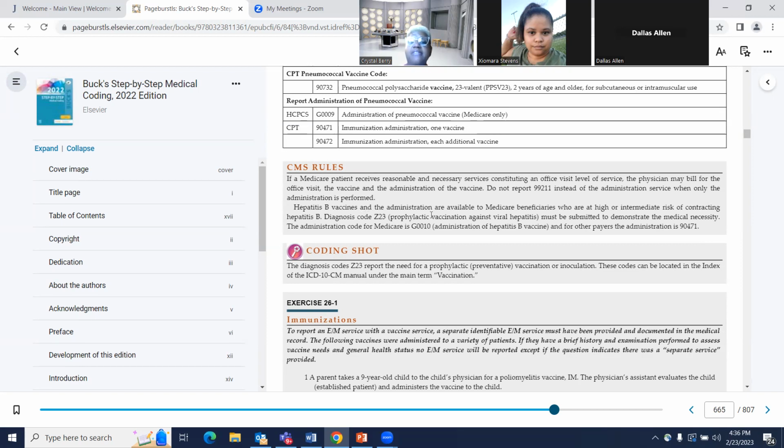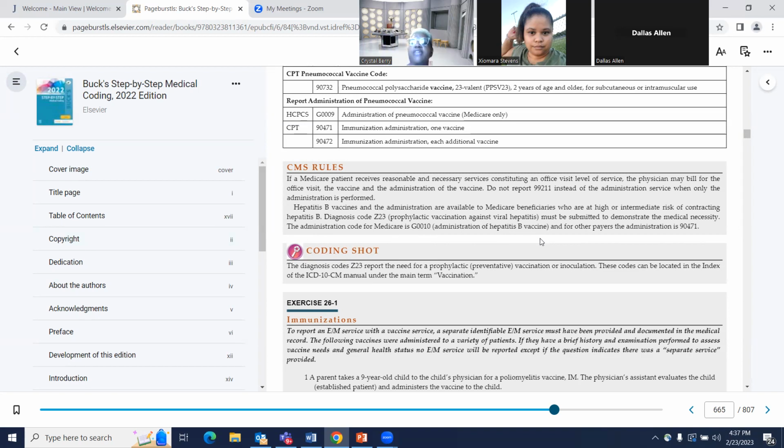Hepatitis B vaccines and the administrations are available to Medicare beneficiaries who are at high or intermediate risk of contracting hepatitis B. Diagnosis code Z23, prophylactic vaccination against viral hepatitis, must be submitted to demonstrate the medical necessity. The administration code for Medicare is G0010, administration of hepatitis B vaccine. And for other payers, the administration is 90471.